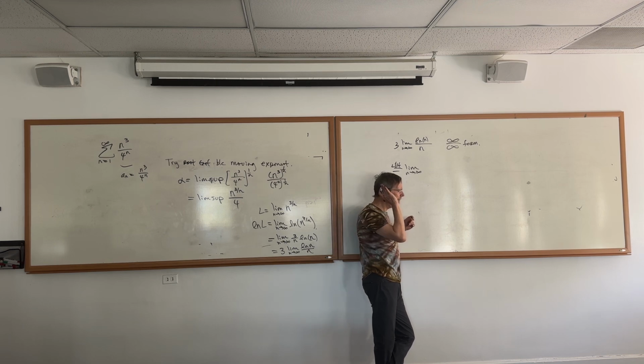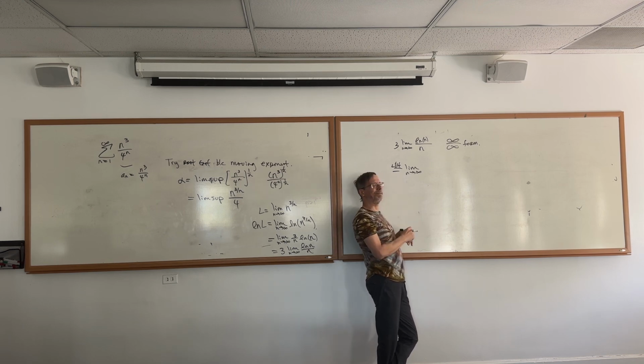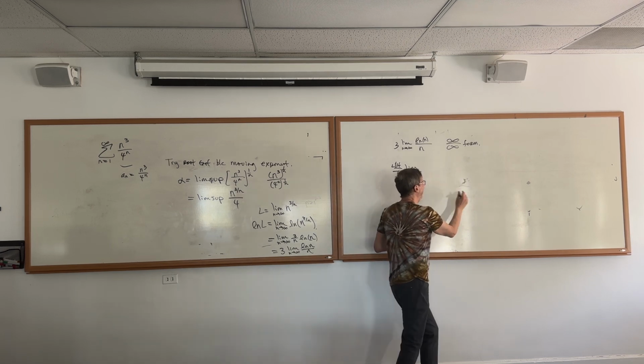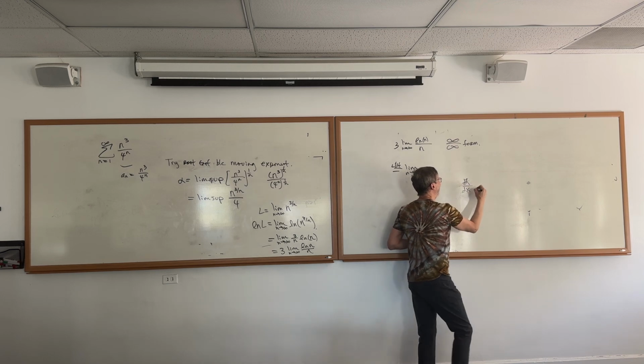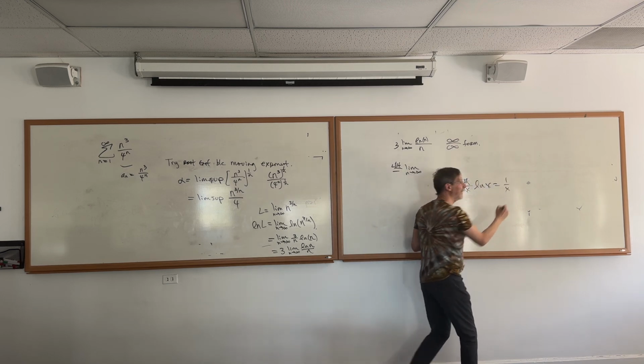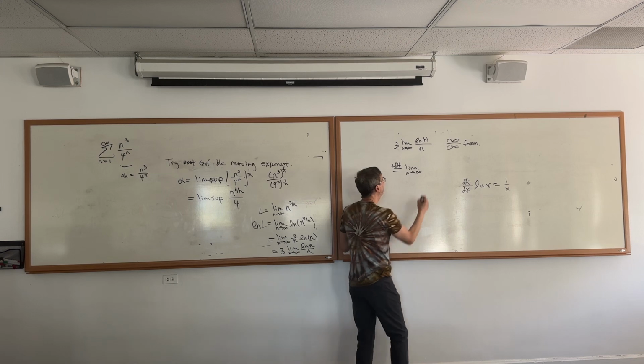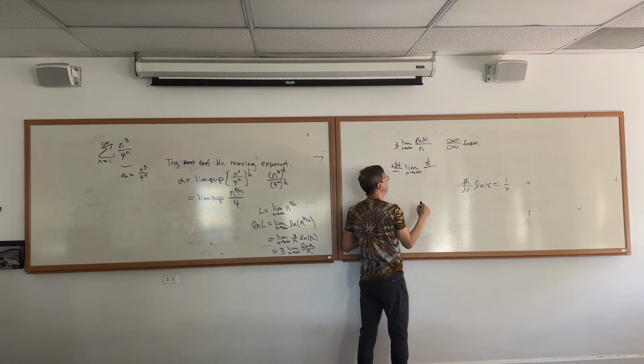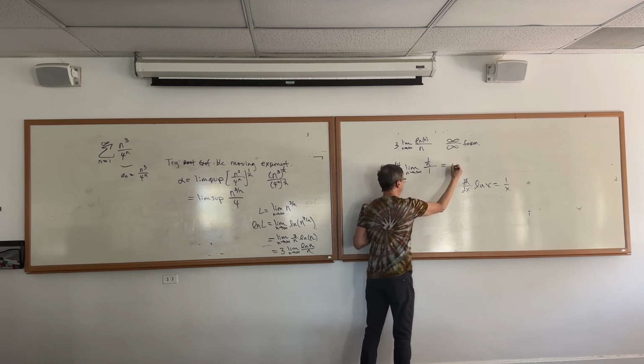Is it e to the n? It's 1 over n. Yeah. So d dx natural log of x is 1 over x. Yep. So this is 1 over n on top, and then what's the derivative of the bottom with respect to n? Just 1. So what's that limit? 0.